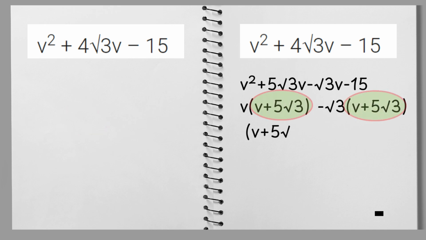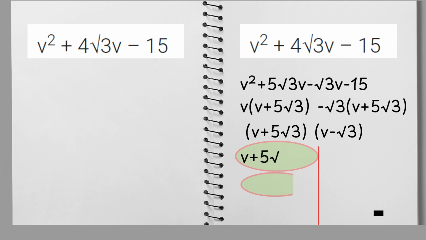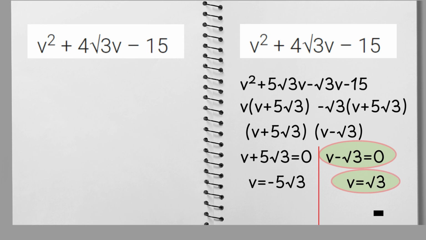Now, throughout the expression, we can see that v plus 5 root 3 is common. So taking this common, we get the other factor as v minus root 3. Now, equating v plus 5 root 3 with 0, we are going to get v as negative 5 root 3. And equating v minus root 3 with 0, we are going to get v as root 3. So these are the two zeros of this polynomial.